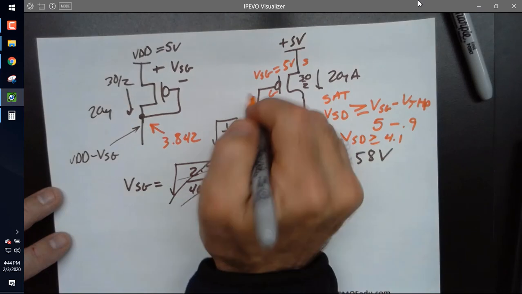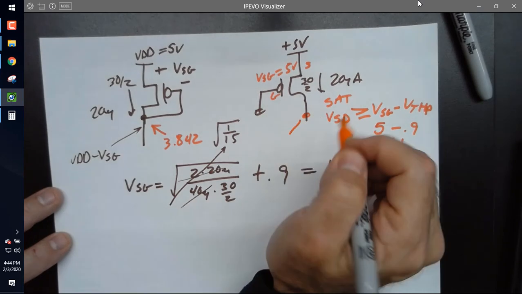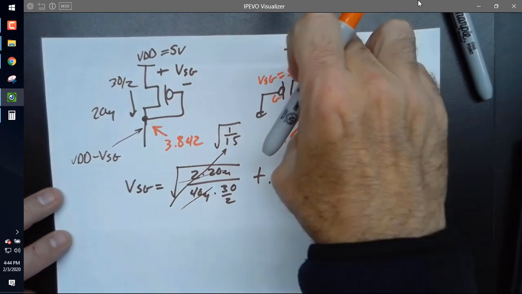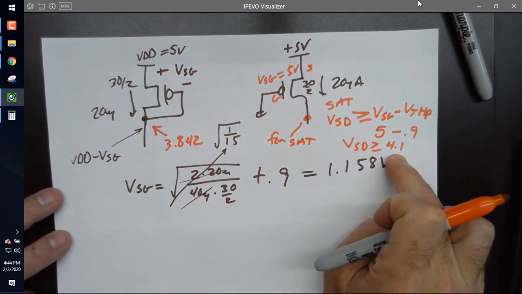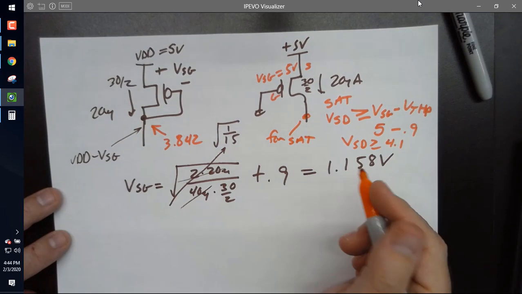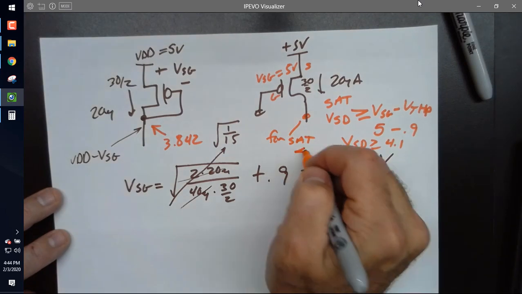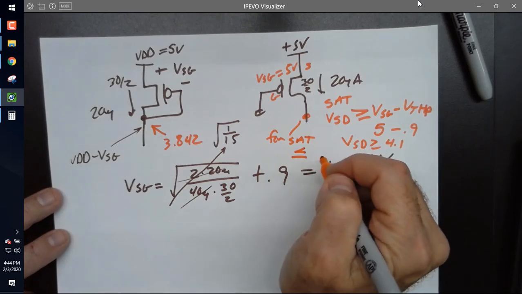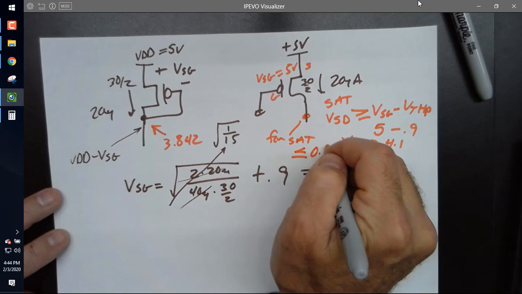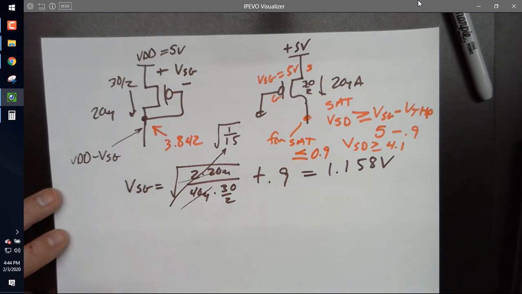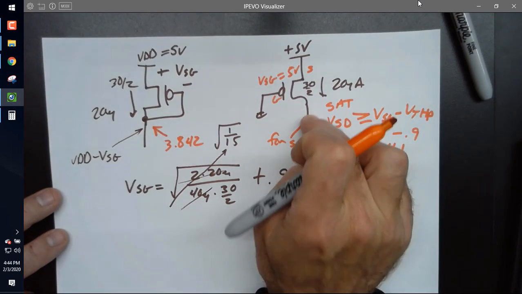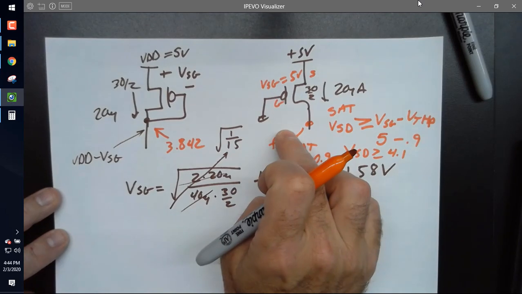So what does this voltage have to be for saturation? If VSD has to be greater than or equal to 4.1, what does this voltage have to be? Less than or equal to 0.9, right? Because 5 minus 0.9 is 4.1. This voltage has to be lower than 0.9 for this to be in saturation.